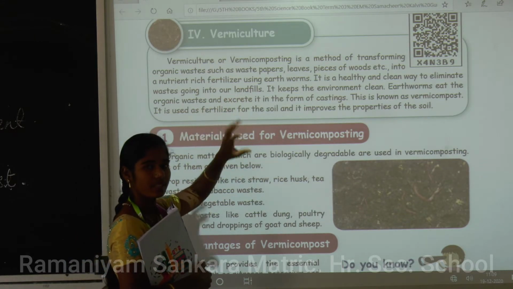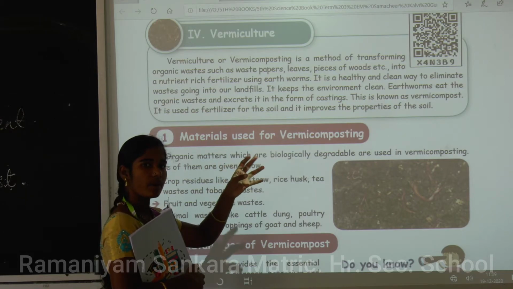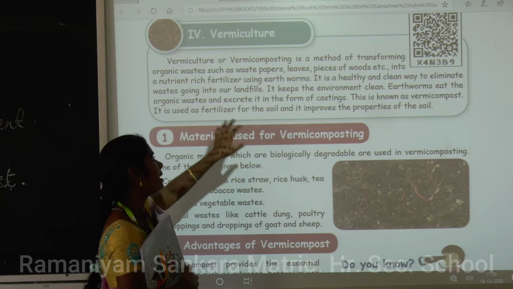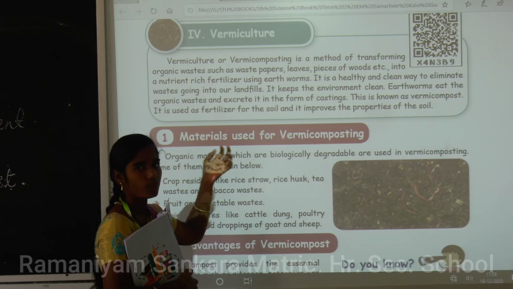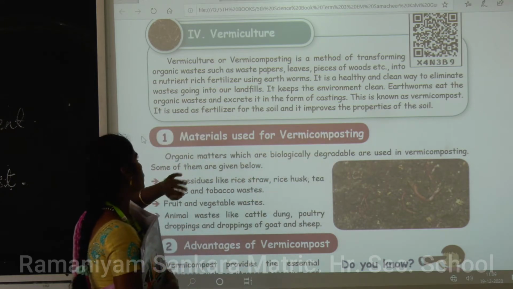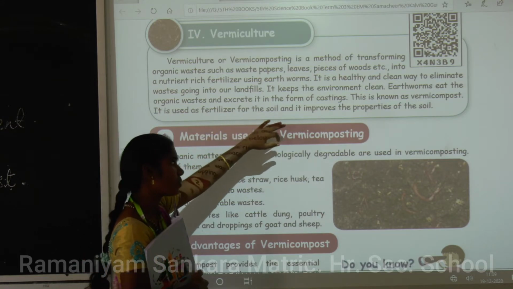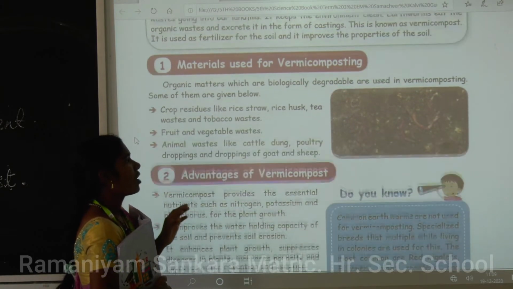அதை செரிக்க வச்சு it is changed into a simpler form, அதோட excretion. ஓகேவா, it expels the excretion. அதை தான் நம்ம சொல்கிறோம், that is called vermicompost manure. ஓகே, so this is known as vermicompost. It is used as fertilizer for the soil and it improves the properties of the soil. So materials used for vermicomposting.